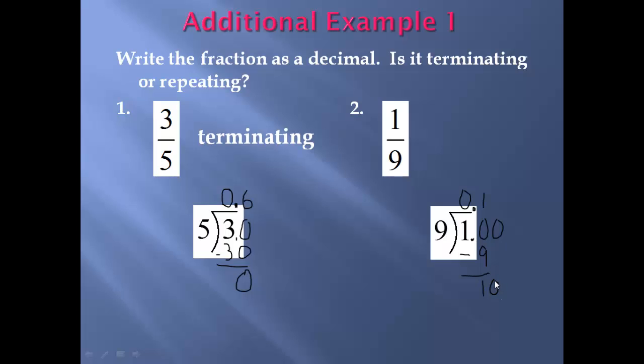Now 9 goes into 10 one time, and 1 times 9 is 9. When I subtract 10 minus 9, I get 1. You should notice now that each time it is going in 1 time, and then when I subtract, I'm getting 1. I'm bringing a 0 down and having 10 again. So I will notice now that my 1 is repeating. So I'd write this as 0.1, and I put a little line above that 1 to show it repeats. This would be a repeating decimal.